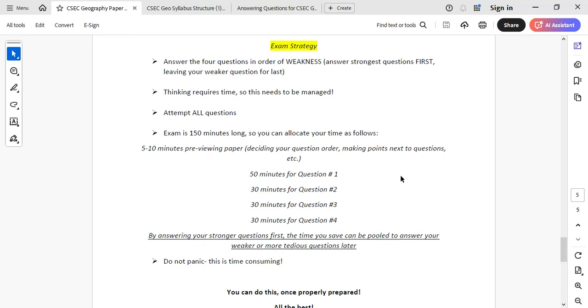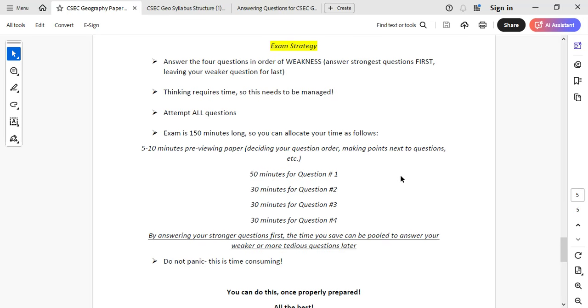Thinking requires time. Some students spend 20 minutes thinking, and they haven't even written a response to the question yet because they're trying to remember. The time you're trying to remember is time that is going by. You must have a strategy in place. So manage that thinking time.